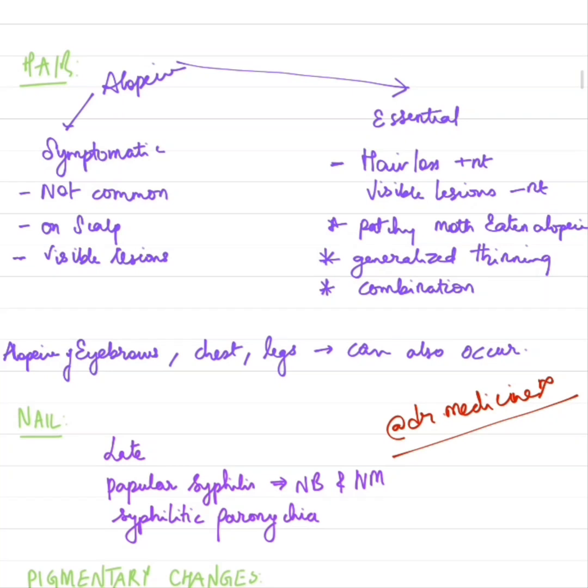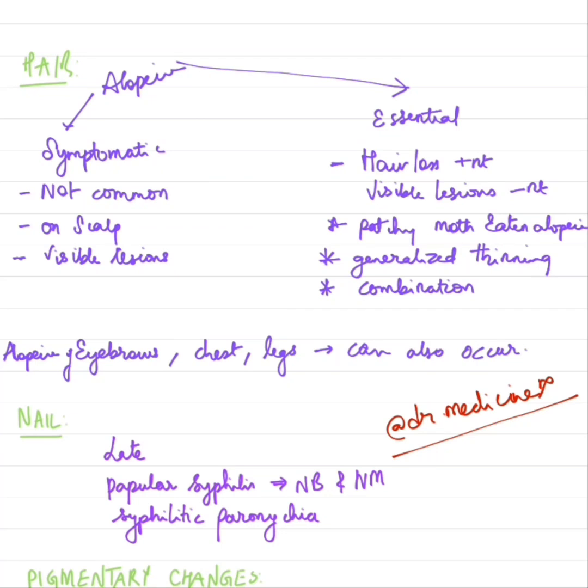Now coming to the hair changes, there are two types of secondary syphilitic alopecias. These can be symptomatic and essential syphilitic alopecia. The symptomatic type is uncommon, but if it occurs, it is seen on the scalp and is associated with the lesions of secondary syphilis, that is, either the papulosquamous lesions or the follicular lesions of secondary syphilis seen on the scalp. This is the symptomatic type of syphilitic alopecia.